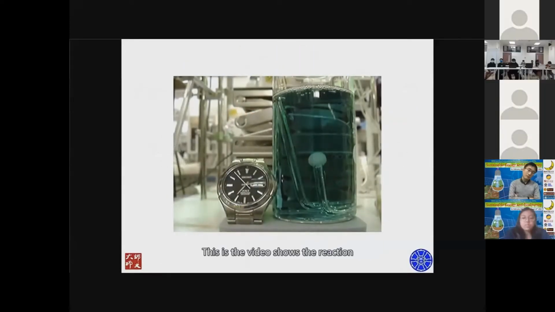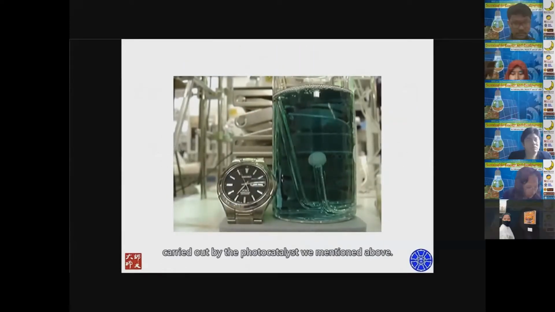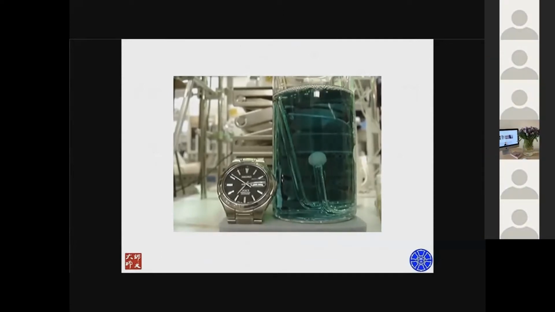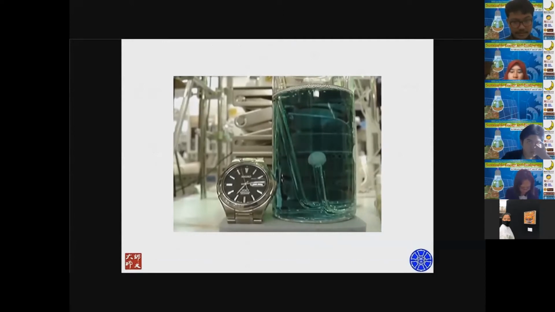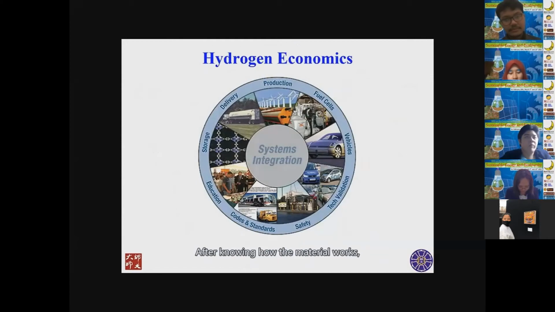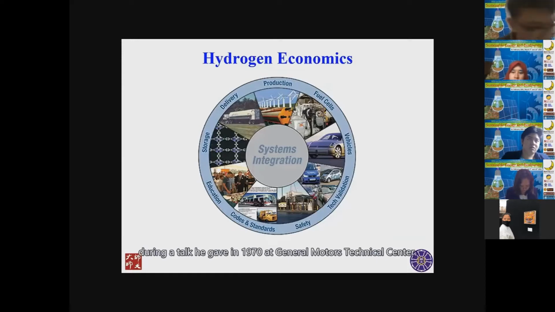This video shows the reaction carried out by the photocatalyst we mentioned above. You can see that there are hydrogen bubbles in the solution. After knowing how the material works, we can try to apply it, which is the so-called hydrogen economy. The definition of the hydrogen economy is using hydrogen to decarbonize economic sectors, which was proposed by John Bockris during a talk he gave in 1970 at the General Motors Technical Center.